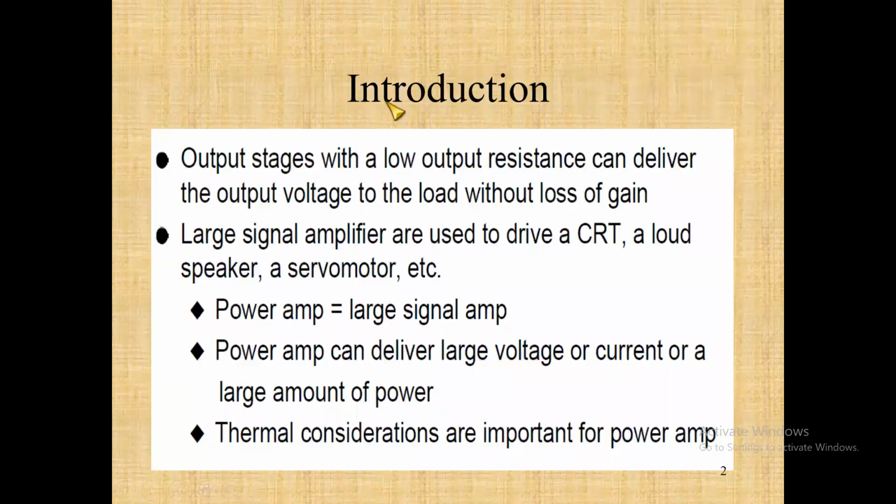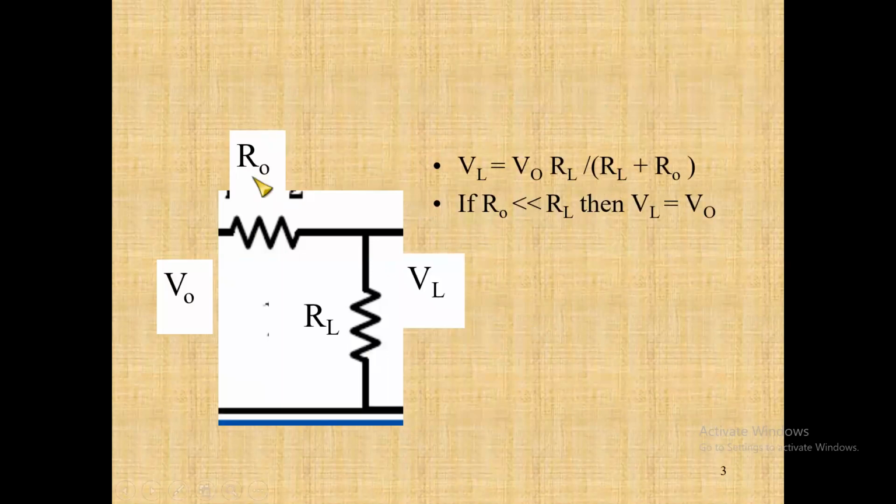So we see that the output stages should have low output resistance so that all the output voltage will be delivered to the load without any loss of the gain. This can be explained something like this. You have here an output stage whose output impedance is R0 and you have the load over here, and we can write the output load voltage in terms of the output voltage of the output stage as VL is equal to V0 into RL divided by RL plus R0.